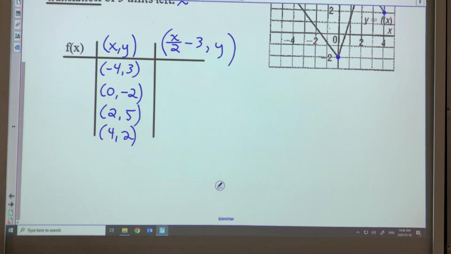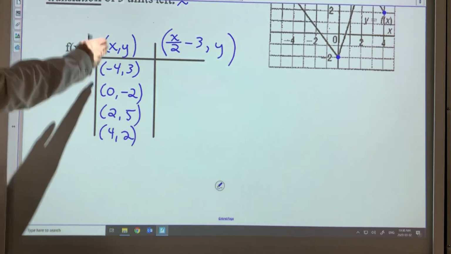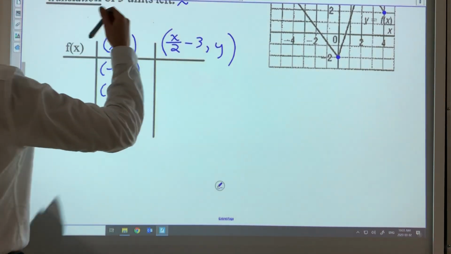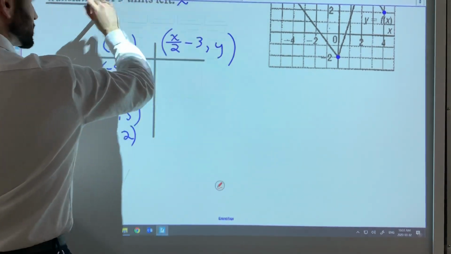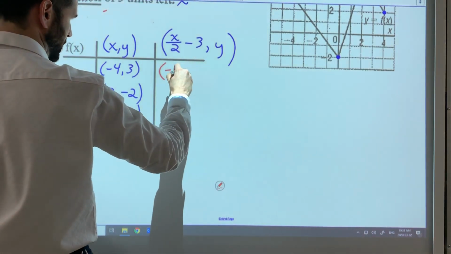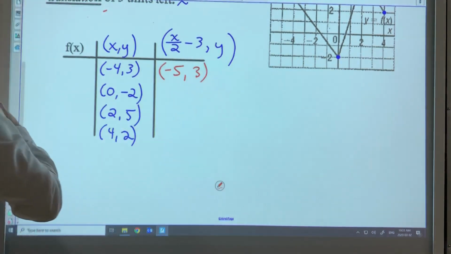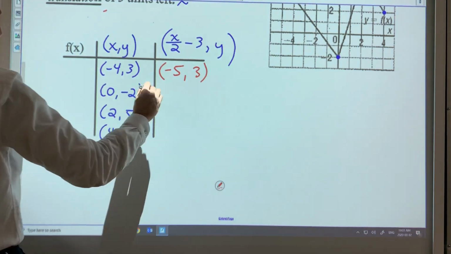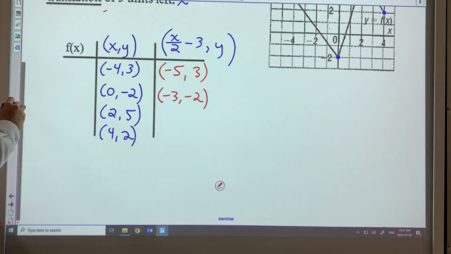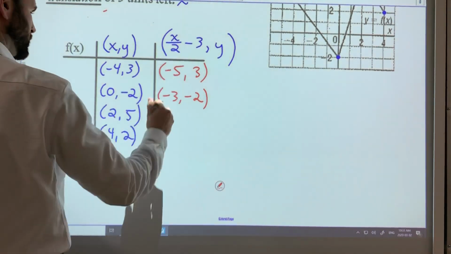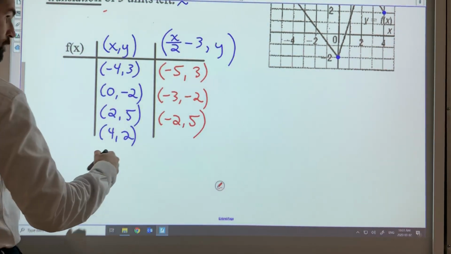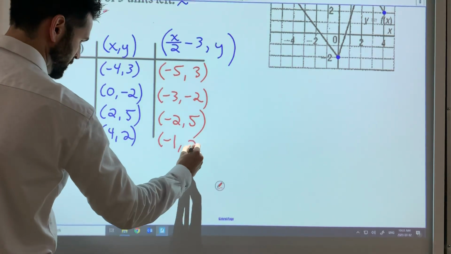And then, since we're nice and organized, we got our original points, and we got our transformation. Just do that to each x value, and then you're rocking and rolling. I'll switch colors, just to go easy on the eyes here. So, -4 divided by 2 is -2, subtract 3 is -5. So you get -5, 3. And then 0 divided by 2 is 0, subtract 3 is -3. So you get -3, -2. Now 2 divided by 2 is 1, subtract 3 is -2, 5. And then 4 divided by 2 is 2, subtract 3 is -1. No change to the y.